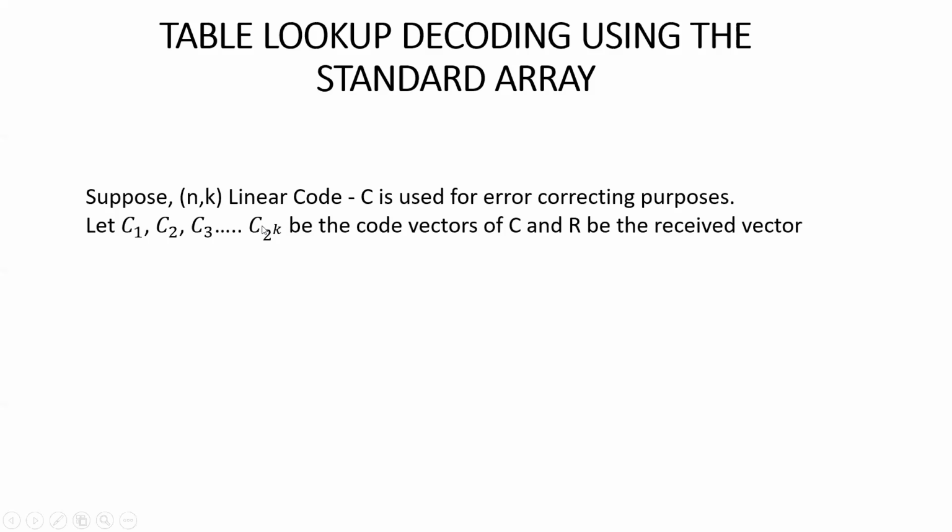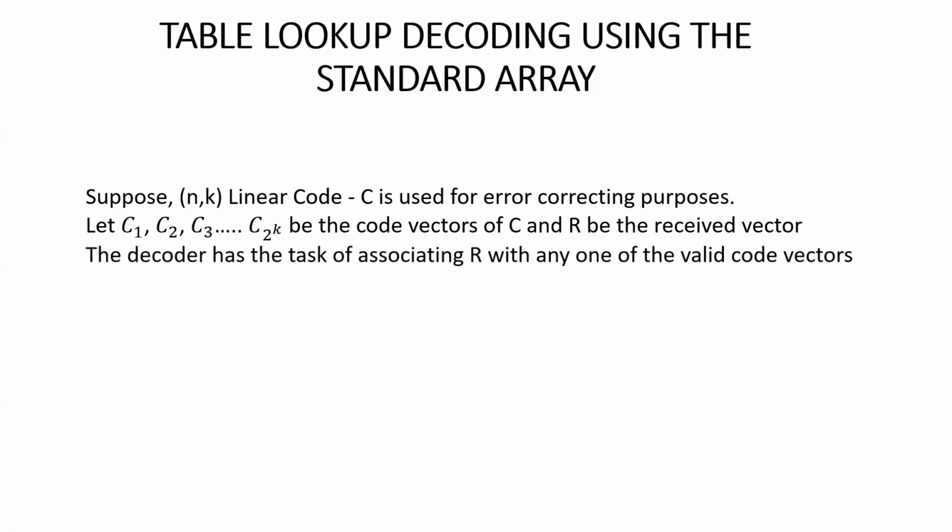And let R be the received vector. So now here the decoder will perform the task of associating this received vector with any one of the valid code vectors that is present.